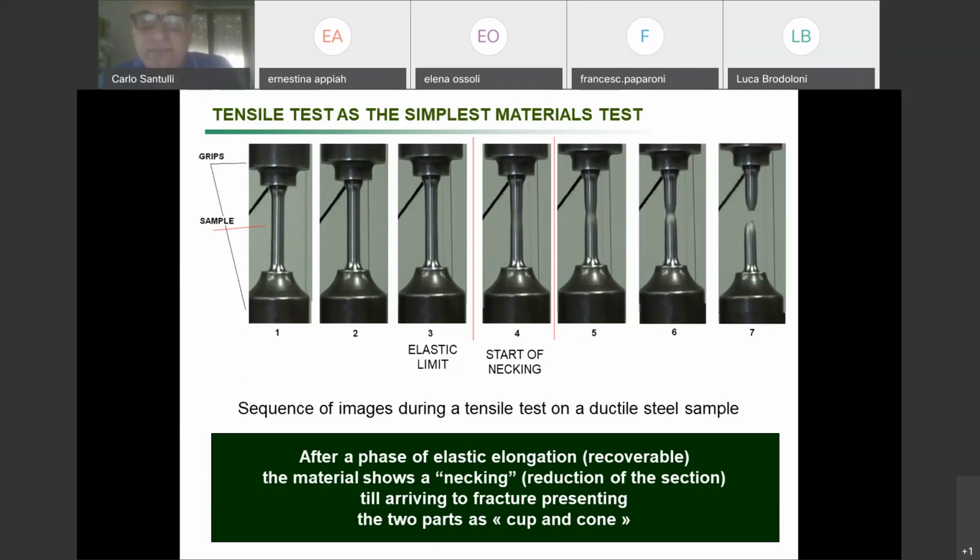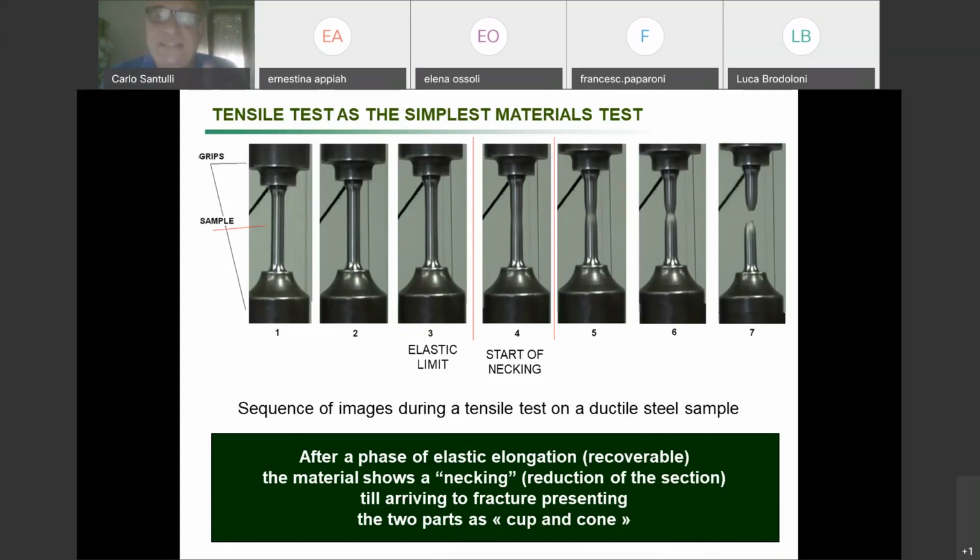This specimen doesn't break suddenly, but it shows some necking. Necking means that the section is reduced around the half, the mid of the specimen, of the grip length. And it becomes thinner and thinner until we get to failure. This wasn't brittle. The opposite of brittle is ductile.